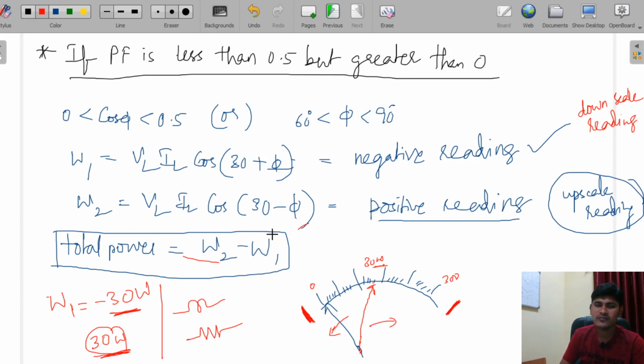So you do one thing. First, you get a positive reading from the wattmeter by reversing the current coil or pressure coil. Then you take it as a negative value. If you get 30 watts, it means the actual reading will be minus 30.